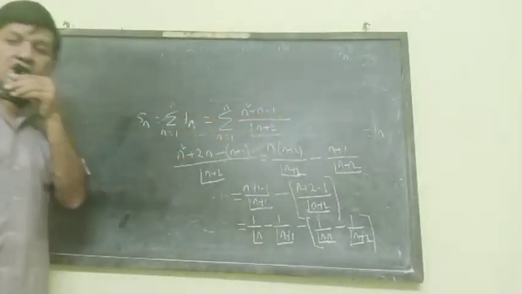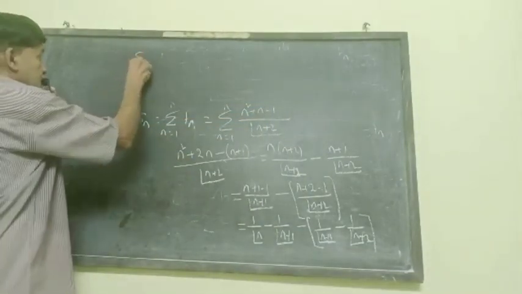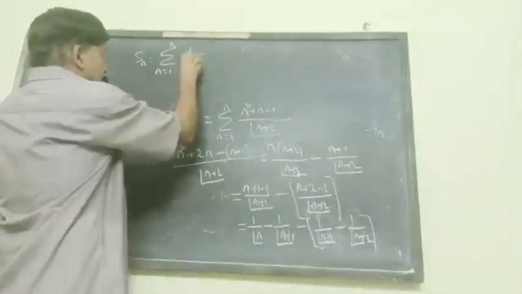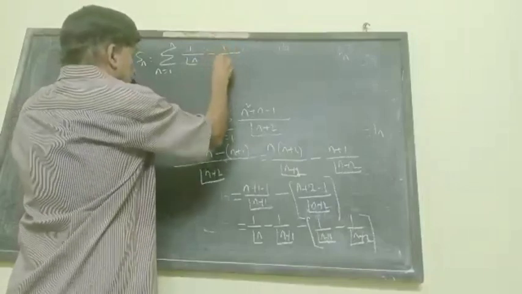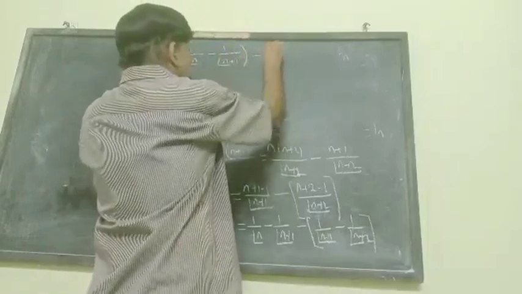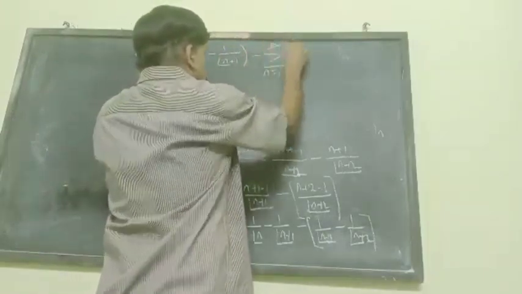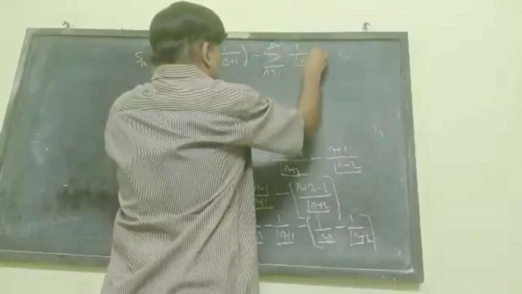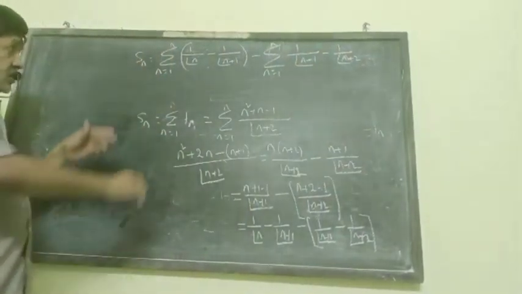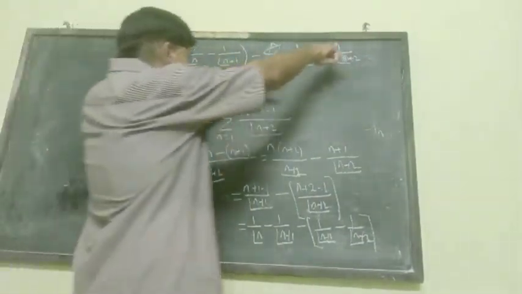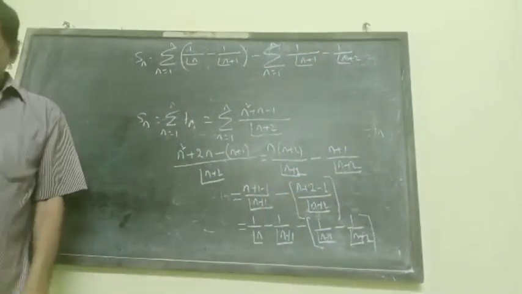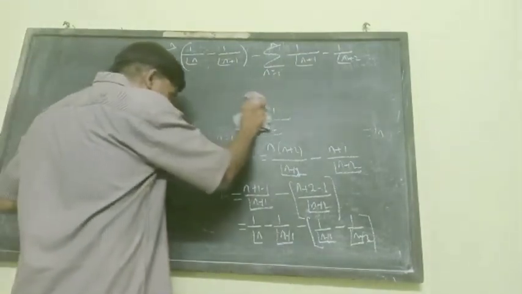Finally, what you are going to get? Sn is equal to sigma n is equal to 1 to n of 1 by factorial n minus 1 by factorial n plus 1, one set, minus, shall I split it, sigma n is equal to 1 to n of 1 by factorial n plus 1 minus 1 by factorial n plus 2, the other set. So this is one telescopic cancellation, and here is one more telescopic cancellation like this. That's how I am planning it. So that's why this is a very peculiar and very important question.